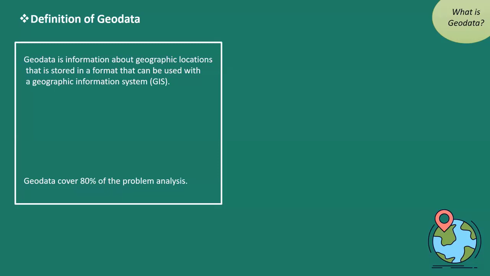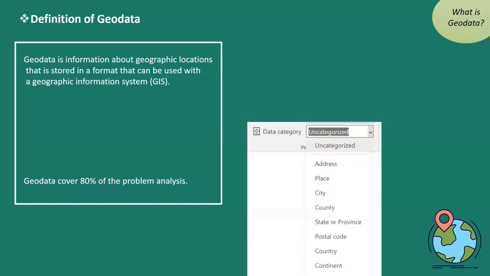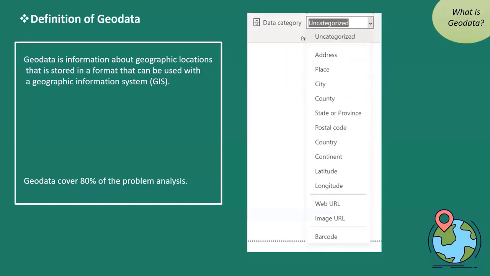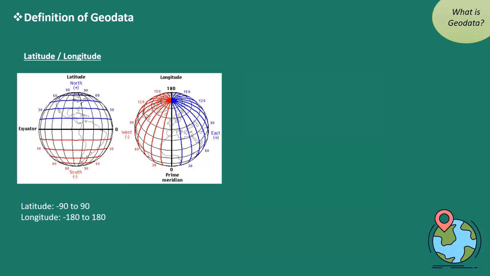Geodata can be divided, let's say, in 2 main categories. They are the more descriptive ones, when we use a human readable way to describe them, like an address, a place, a city, a country, and all these categories are also included in Power BI. Or we talk about latitude and longitude, we talk about coordinates. So what is latitude and longitude?